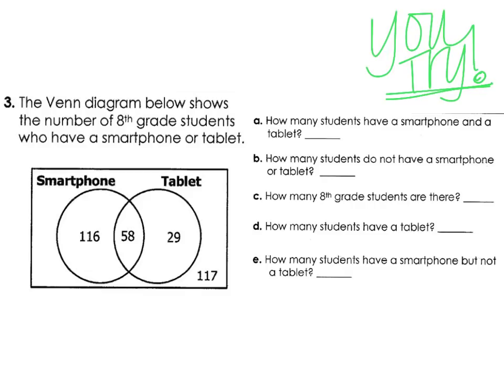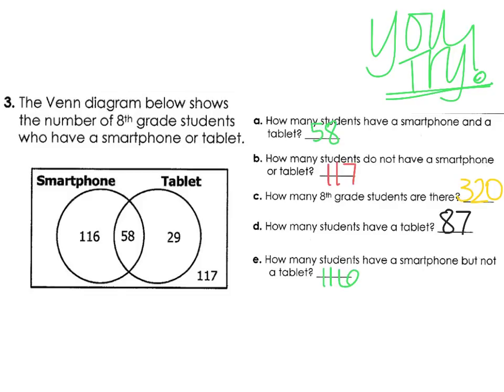All right, so I want you guys to try number 3 all on your own. Do A, B, C, D, and E. Remember the key elements of this Venn diagram. We've got 8th grade students who have a smartphone, 8th grade students who have a tablet, 8th grade students who have both, and then 8th grade students who have neither, okay? So try to complete A, B, C, D, and E. When you come back, I'll have the answer written on your screen, and we will go through it together. So go ahead and pause your video now.